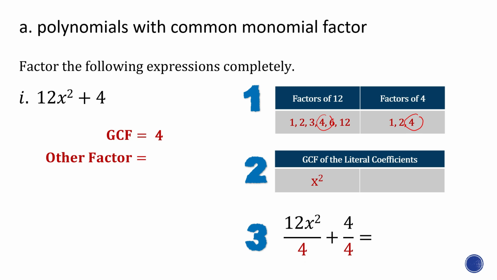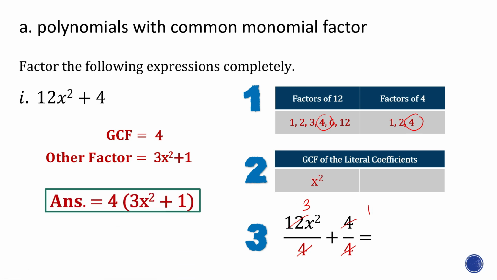So this is how we do that. 12x squared over 4, that's divided by 4, and then plus 4 over 4. So 12 divided by 4 equals 3. And then 4 divided by 4 is equal to 1. So the other factor is 3x squared plus 1, which means that the factors of the given polynomial are 4 times 3x squared plus 1. All right, let me give you another example.